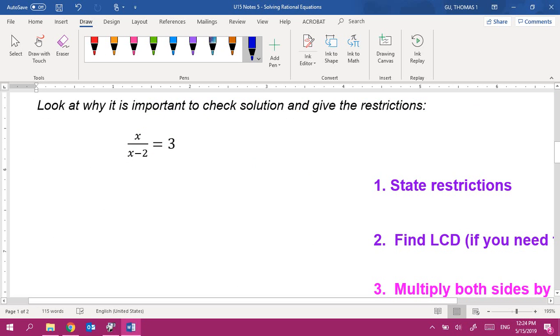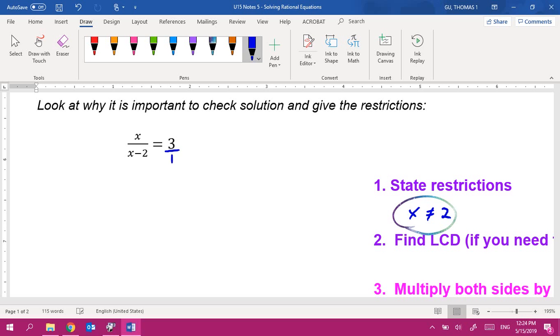Let's state the restrictions. What are the restrictions here? Can you tell just by looking at it? X does not equal 2. That's right. Okay, so there's my restriction. Very important to have that. And now, what should I do first to this equation? Set over 1. Put the 3 over 1, and then now what? Multiply by x minus 2. Just x minus 2? Both sides.